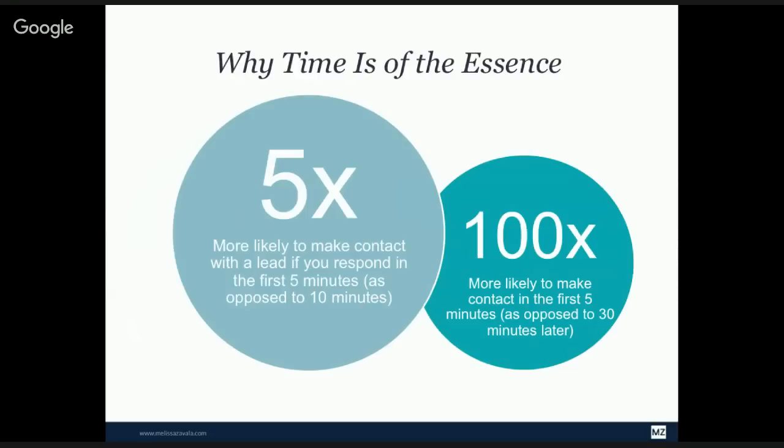So it's a perfect example of why time is of the essence and why you really need to set up systems for yourself where you can respond right away. Of course, we must acknowledge that's difficult in certain circumstances, because if you're with a client, you can't say, hey, I've got to go call my other client right now, or my prospective client. So that is a little bit tough.